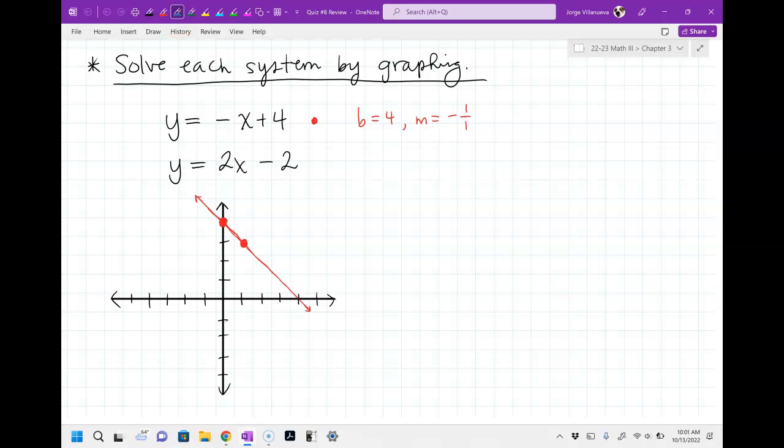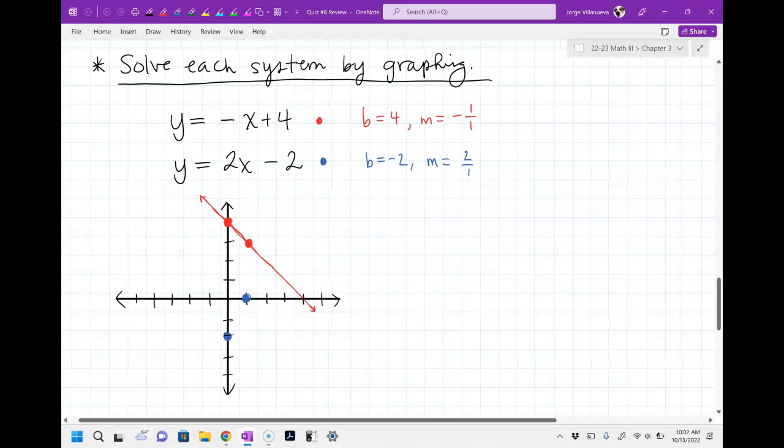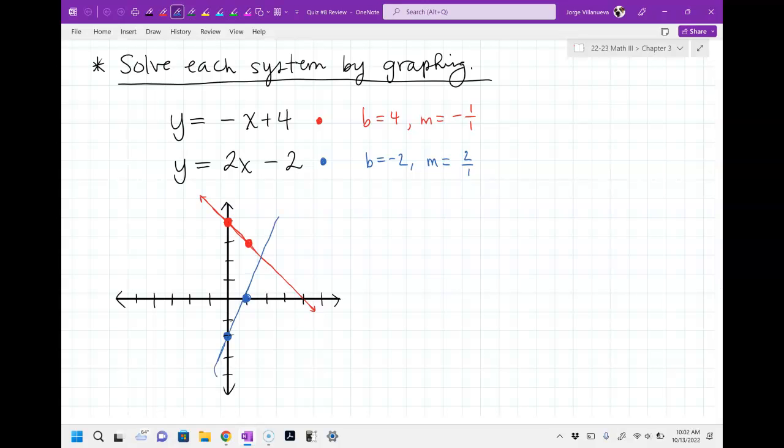All right, my other one, I'm going to put a little blue dot next to it just so you know that I'm graphing the 2x minus 2 now. My b value is -2. My m value is 2 over 1, right? So I'm going to start at -2 on the y-axis, and I'm going to go up twice, over once. That's right here. And then I'm going to use, again, a straight edge to try to draw my line. Whoops, I kind of missed that there.